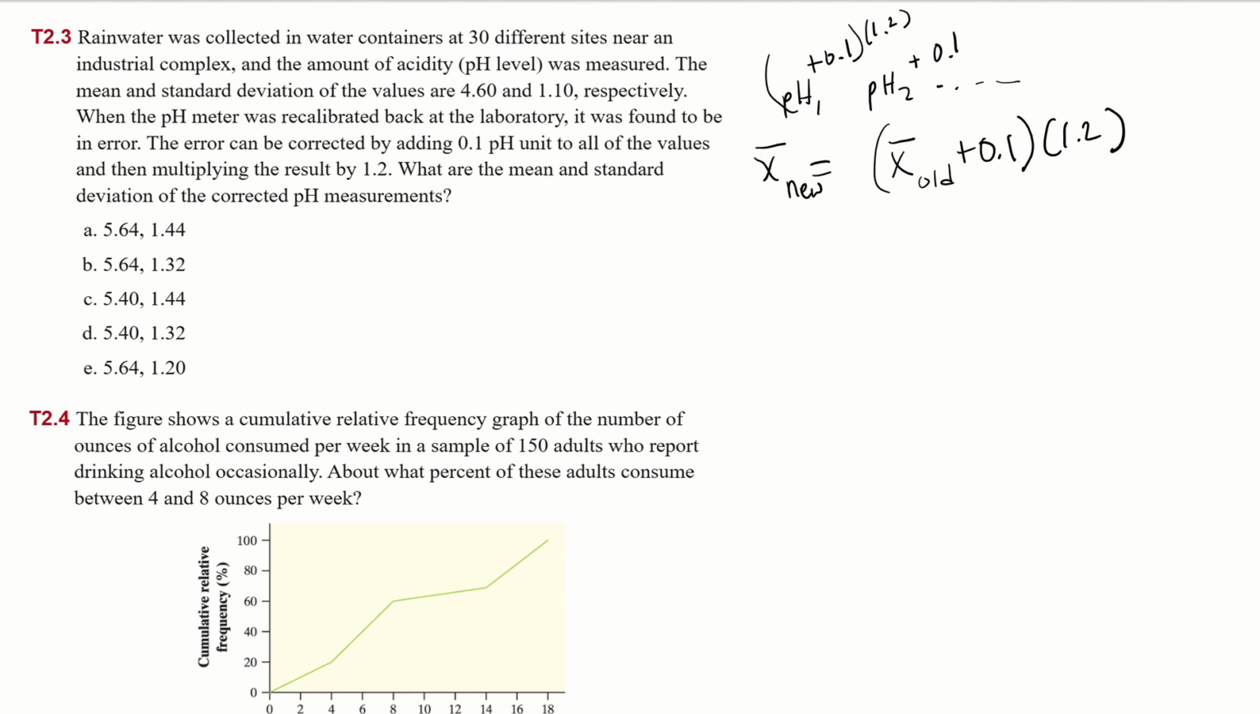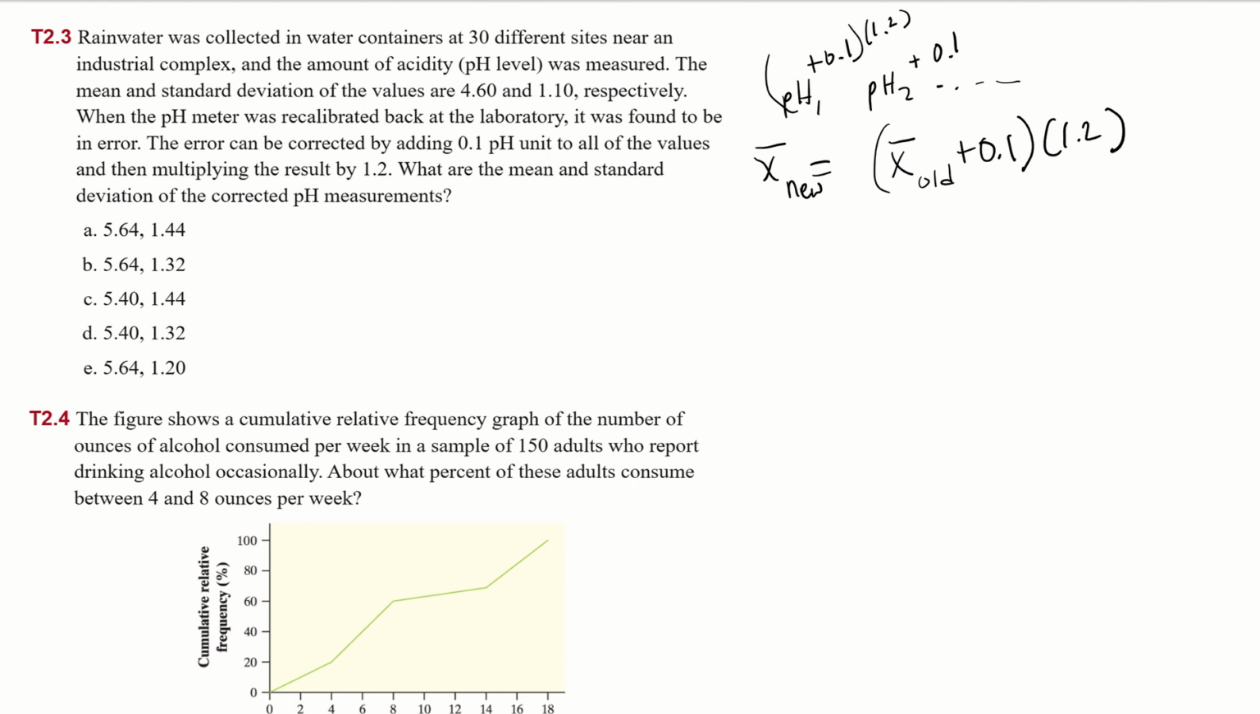Now, as far as the standard deviation is concerned, standard deviation is a measure of spread. So you have to understand that when I'm doing a transformation on a set of data and I'm adding the same number, in this case 0.1, to each of the data points, that is not going to affect the spread. The spread is still going to remain the same. So the standard deviation does not change, okay? If I multiply or divide each of the data points by the same number, that will affect the standard deviation. That will affect the spread, okay?